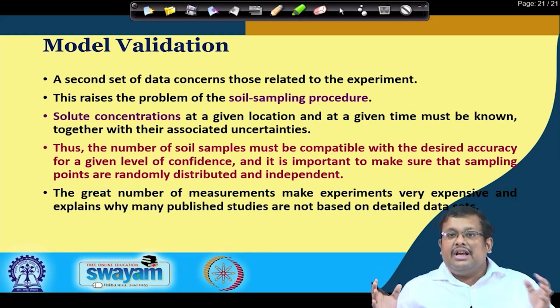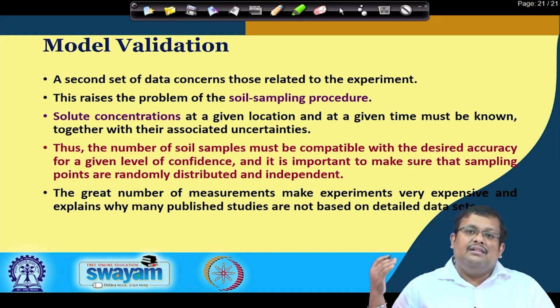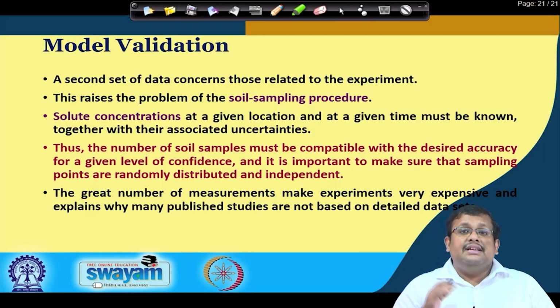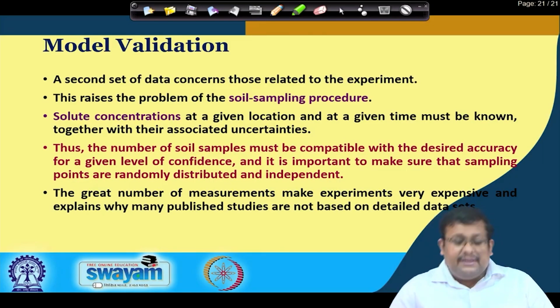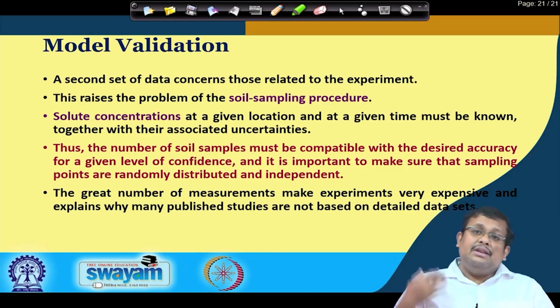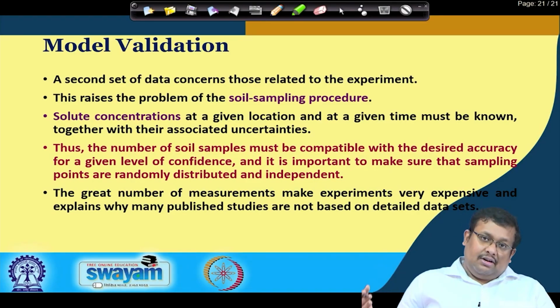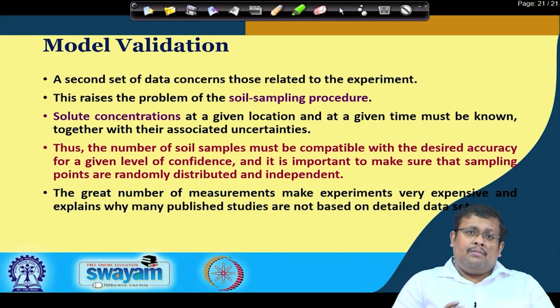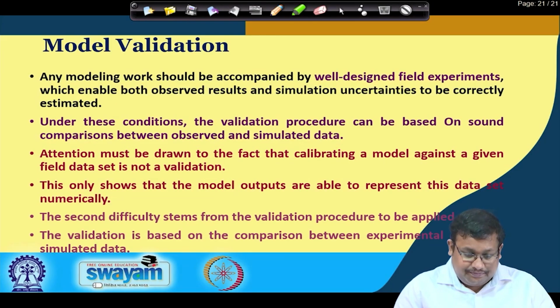You cannot apply your model to a new set of samples. The great number of measurements makes experiments very expensive. On the other hand, when you increase the number of samples, that also makes the experiment very expensive and explains why many published studies are not based on detailed data. So, these are some of the inherent problems for model validation.